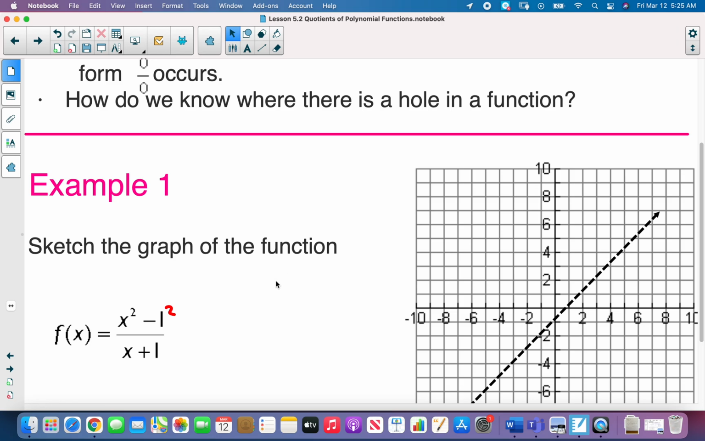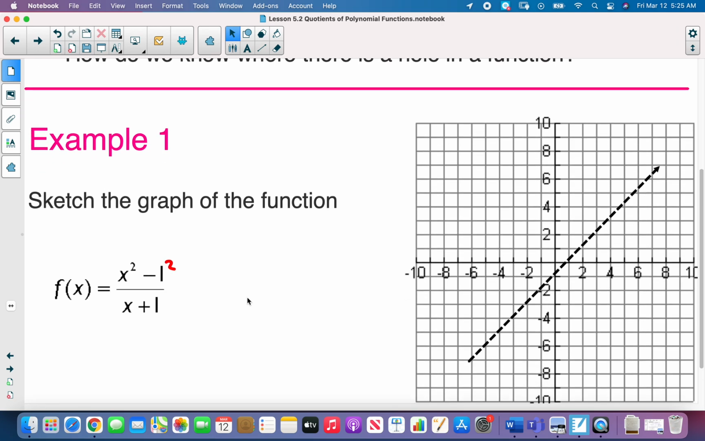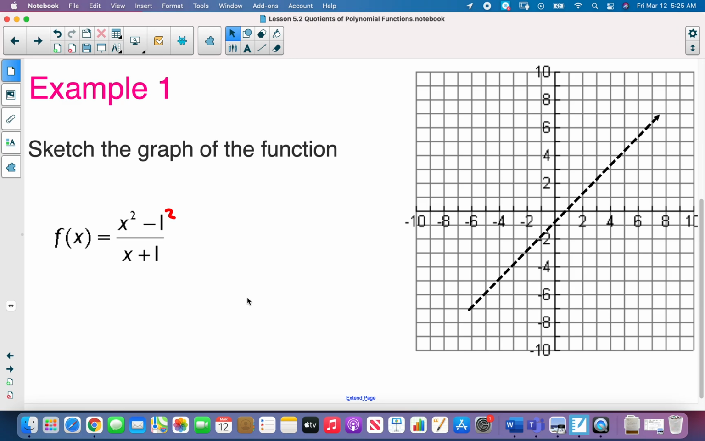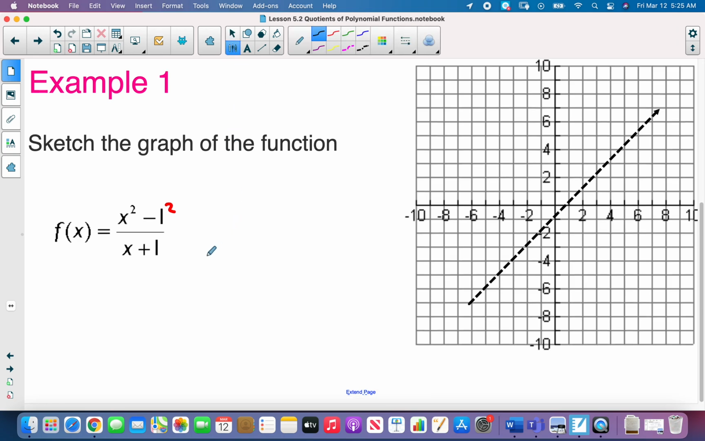You have the function f of x equals x squared minus 1 divided by x plus 1. So if you take this function and you try to find out if there is any discontinuity, you can rewrite this as x squared minus 1, which is a difference of squares. So it can be factored as x plus 1 times x minus 1 divided by x plus 1. So this is equal to x minus 1.